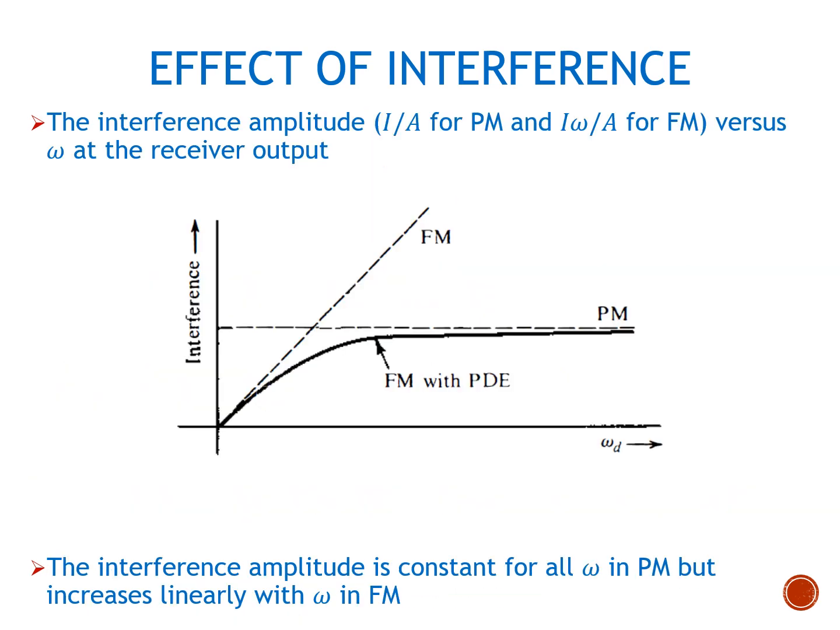If we plot those expressions here, we can see that as the frequency increases, the amount of interference is shown on the y-axis, the vertical axis. For FM, with the increase in frequency, the amount of interference increases, because for FM this is the relation for the amplitude: as omega increases, the interference amplitude increases. For PM, the interference output remains constant, because the intensity of the interference output depends upon I by A, so it's independent of the frequency.